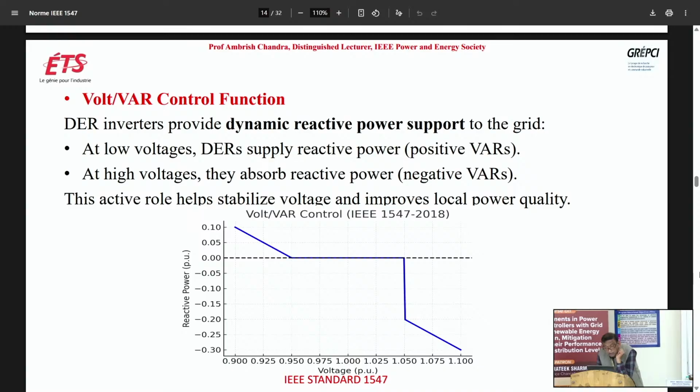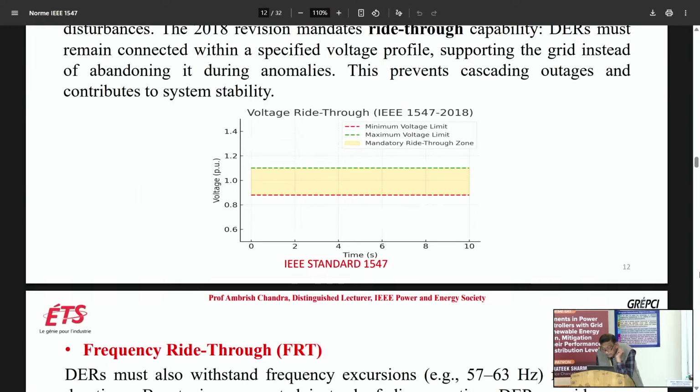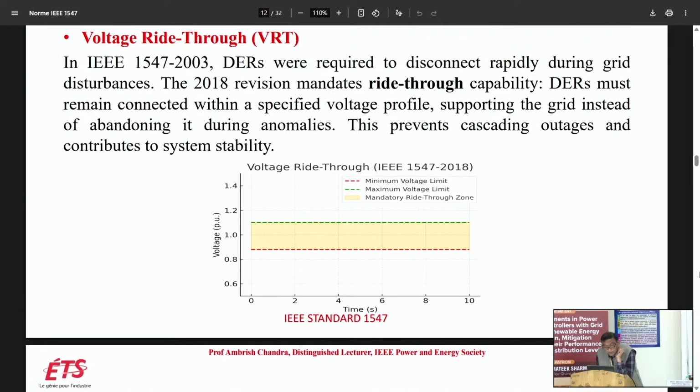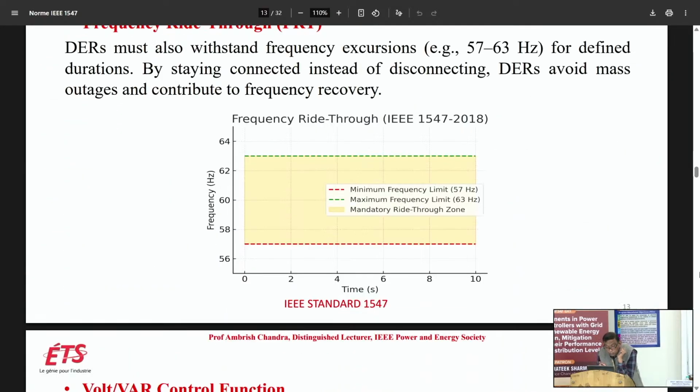1.05 and 0.95. So this is the voltage range. So perhaps that was the voltage range there. Okay, 0.95 and this is 1.05. Okay, frequency-watt group control.